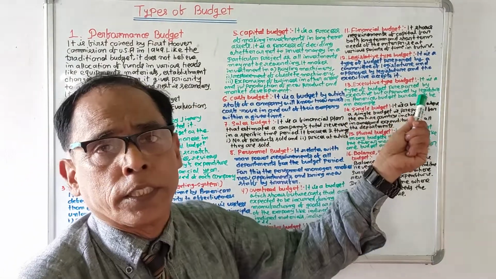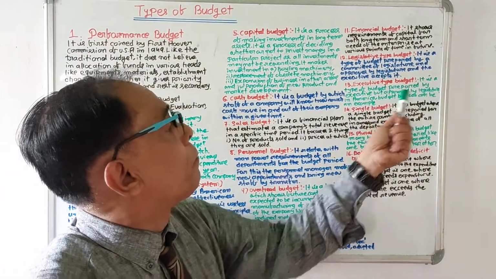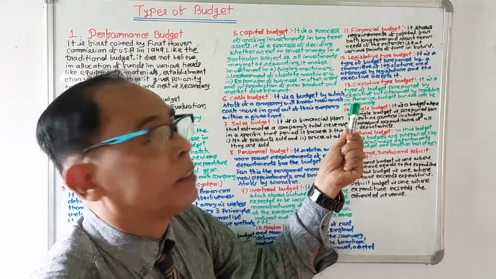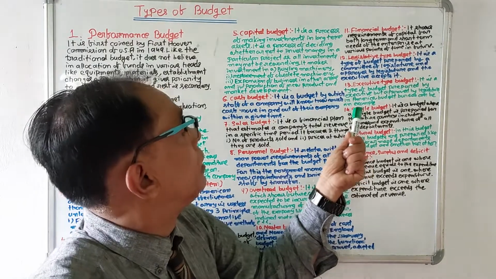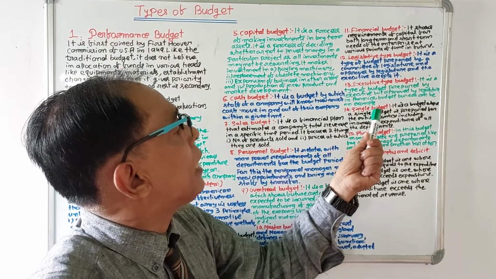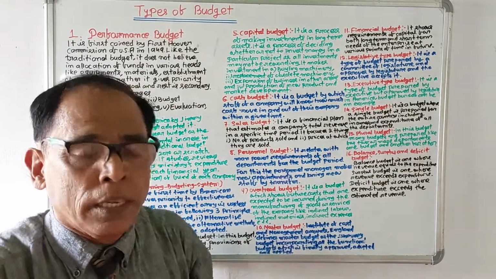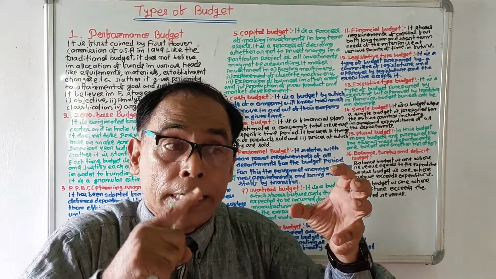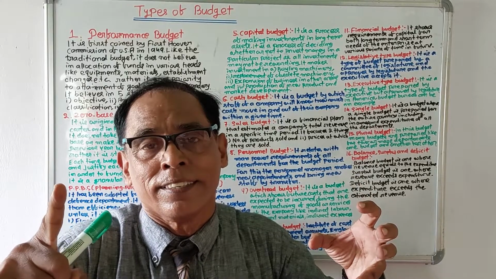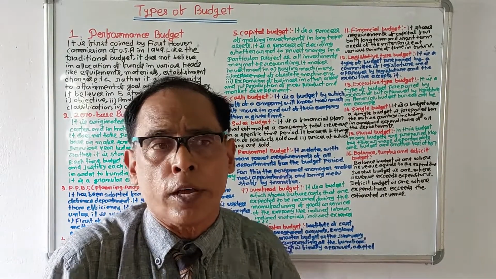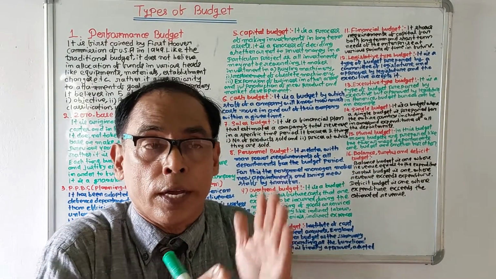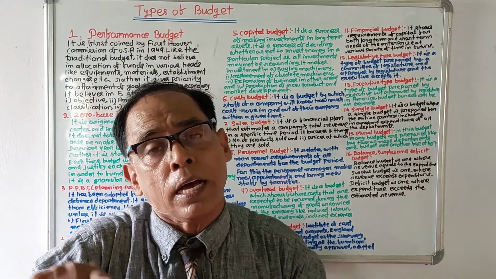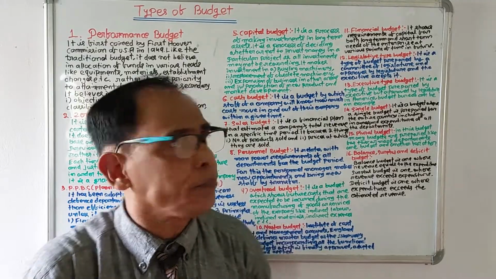Then executive type budget. It is a type of budget prepared by the executive but approved by the legislature. In America, the budget bureau is an example, where budgets are prepared under the patronage of the American president, then passed by the American Central Legislature, Congress.